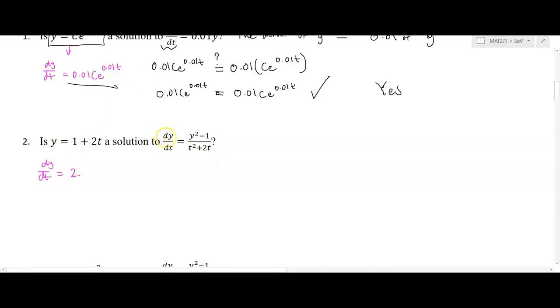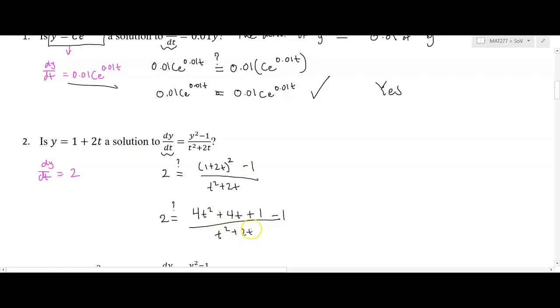Now the derivative of 1 is 0, the derivative of 2t is 2. And so now I have to say, okay, for dy/dt, if I plug in 2, does that equal the right-hand side? Well, y is 1 plus 2t, so I have to replace y with 1 plus 2t right here. That's squared minus 1 over t squared plus 2t. Well, those don't look the same, but since there's a fraction here, something may cancel out, so I'm going to keep massaging that right side. If I FOIL 1 plus 2t squared, I'll get 4t squared plus 4t plus 1. And then I'll have minus 1 over here, all over t squared plus 2t.